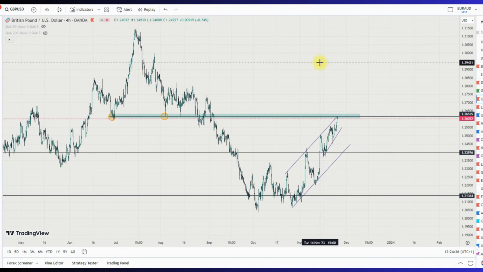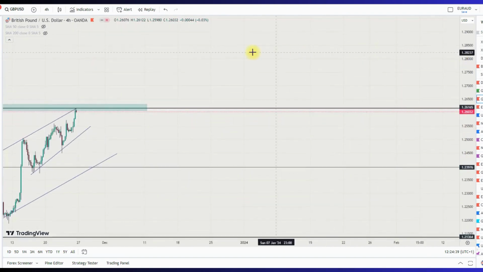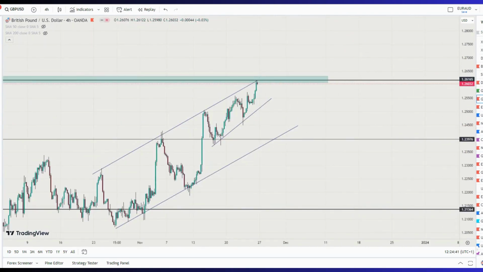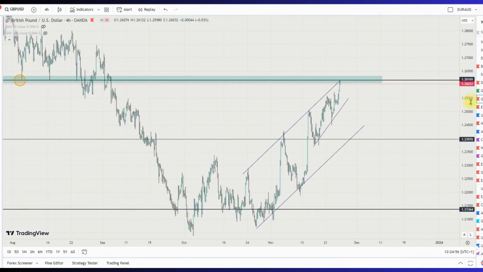So that's the first thing I wanted to note. Another thing is that if you check this, we have a respect of the trend line here, and then here, which also serves as resistance of that particular trend line. So that means we now have two confirmations.